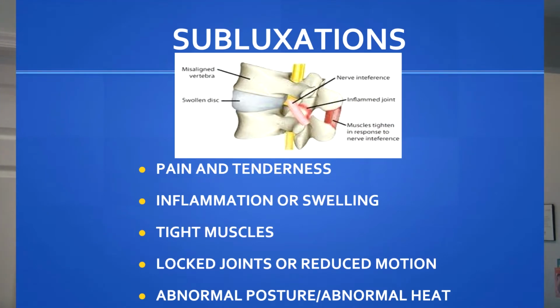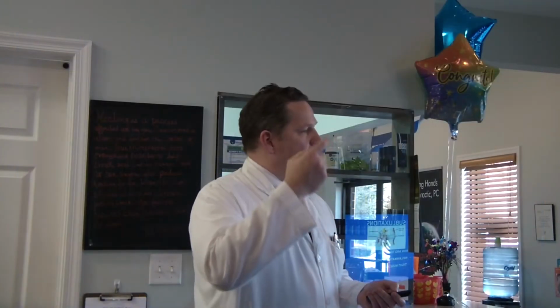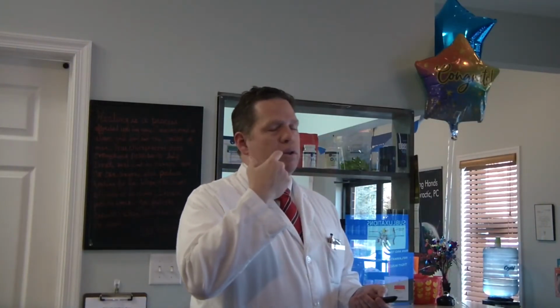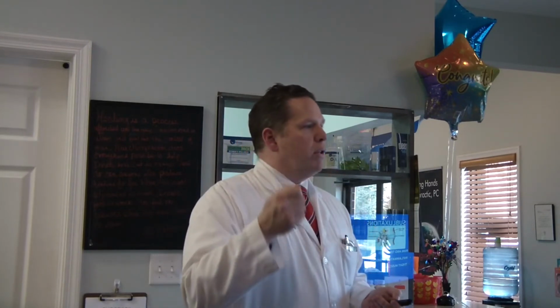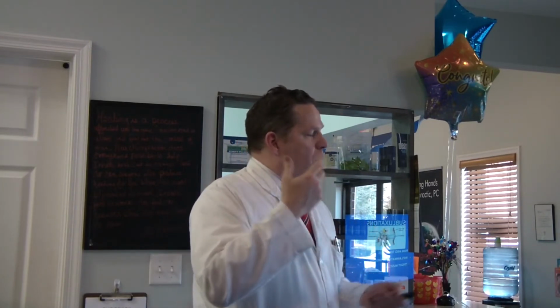Areas that could happen there are pain and tenderness, inflammation or swelling, tight muscles. Now the pain and tenderness is a symptom, just like the bad tooth. If I use that shepherd's hook and touch that tooth, you'll feel some pain and tenderness. So if they pull out the tooth, what's underneath it? Well, the inflamed nerve, it could be a swollen gum, and then also tight muscles as well.